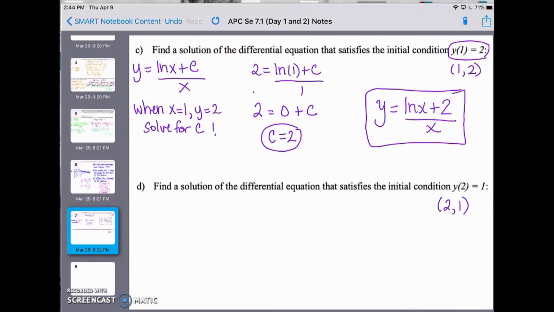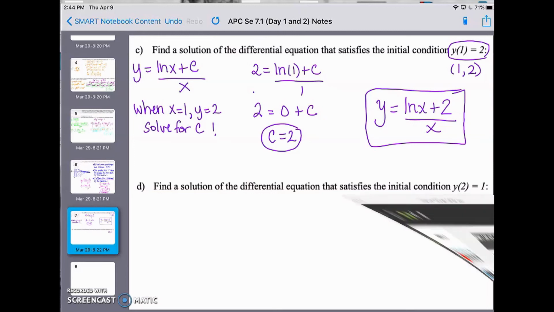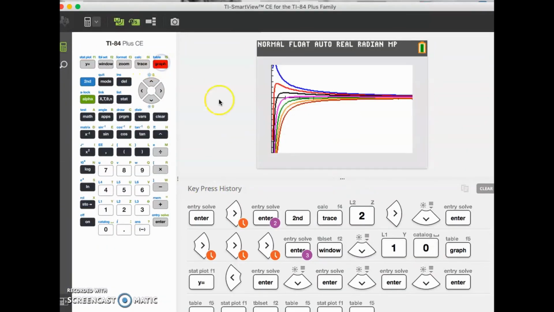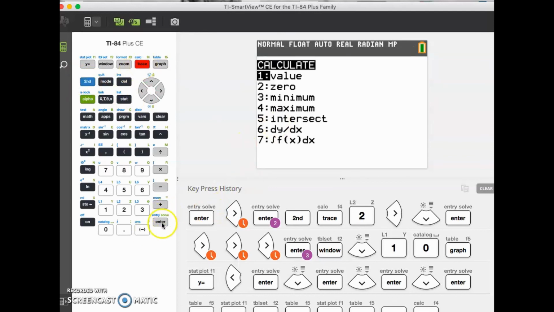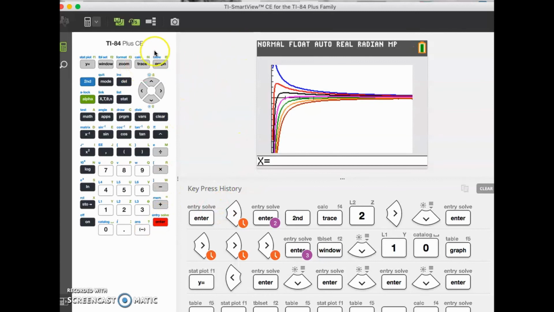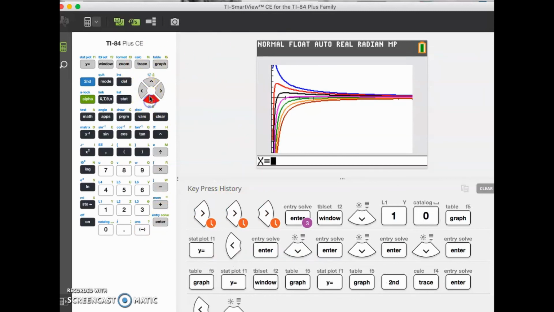Okay, let's take a peek at our graph again and just see what we can see here. All right, when x is 2, y is 1. Well, it looks like it could be the black curve, but I'm not feeling 100% on that. We could do a little trace here, right? Or a second level calculate a value. And if we want to calculate it on the black curve, hang on, which curve are we on here? Where's our cursor?